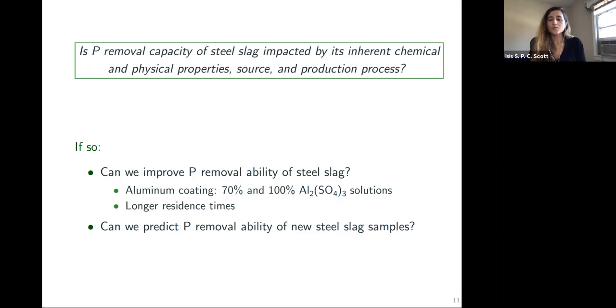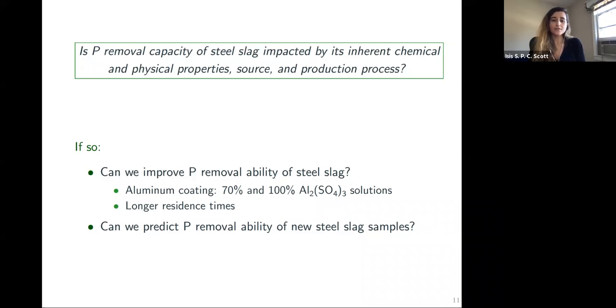And in order to do that, we proposed two different techniques. The first one by aluminum coating the steel slag. And for that, we used aluminum sulfate solutions with different strengths. The idea here was to add a different mechanism path to the calcium precipitation reaction. So we would have both calcium precipitation as well as an aluminum adsorption reaction. That was our expectation. We also tested allowing longer residence times for steel slag to operate, since we know that the calcium precipitation reaction is dependent on time.